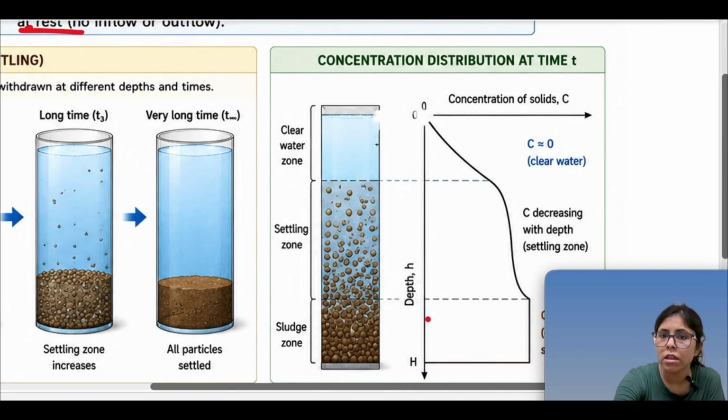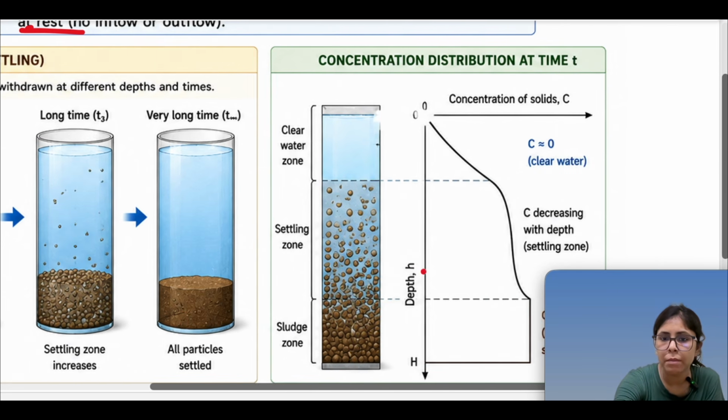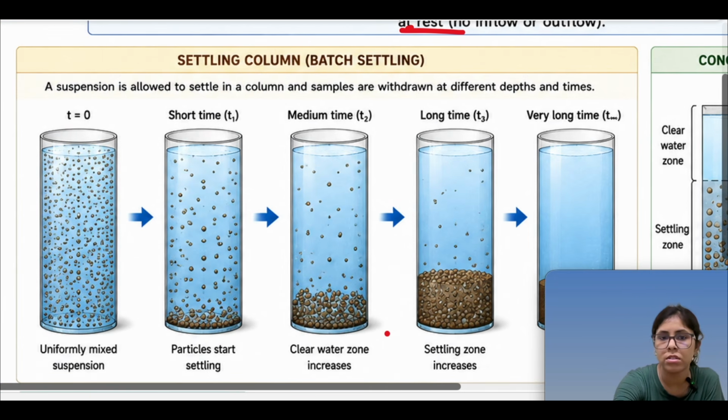Okay, so for the concentration distribution at a particular time, you see the concentration of solid. At the upper zone it will be approximately clear water, and then you will be seeing the settling zone where concentration decreases with depth. Now at a greater depth you will be seeing a constant sludge zone, so constant concentration.